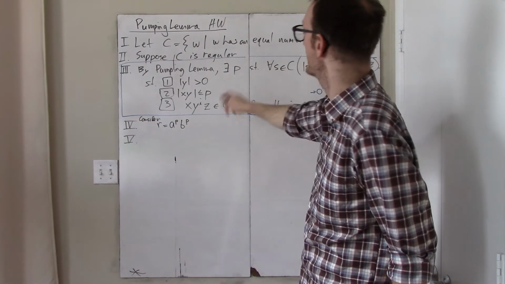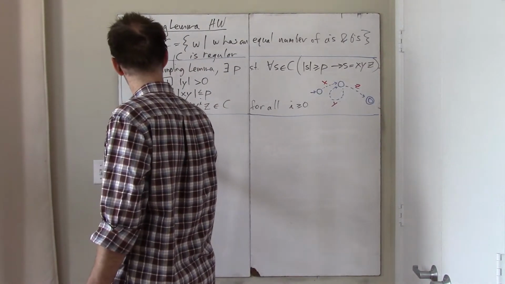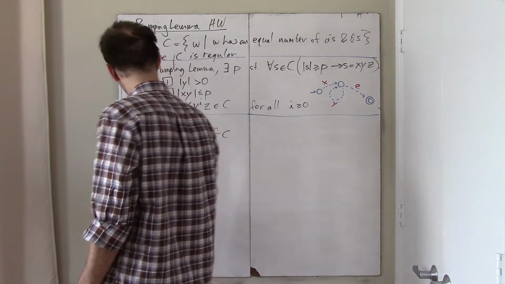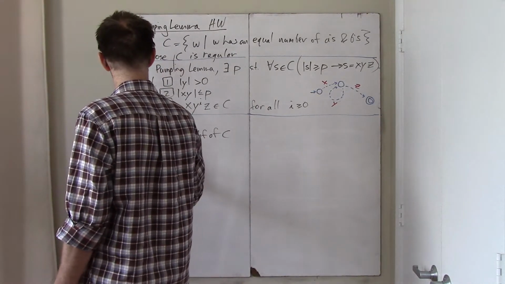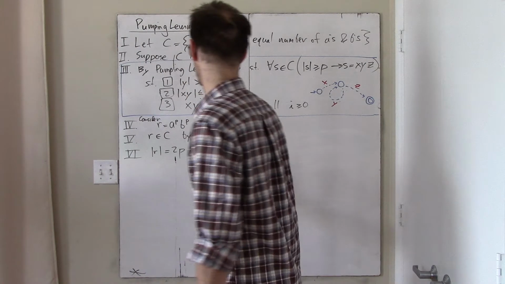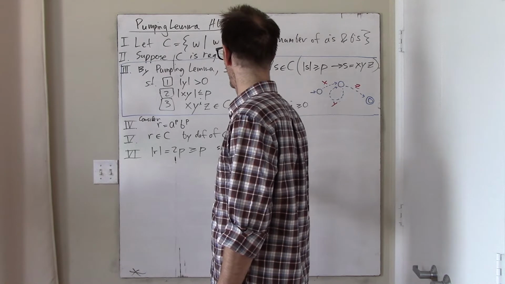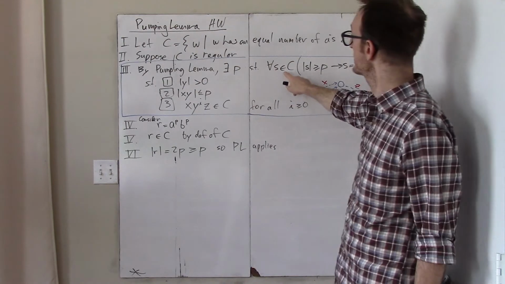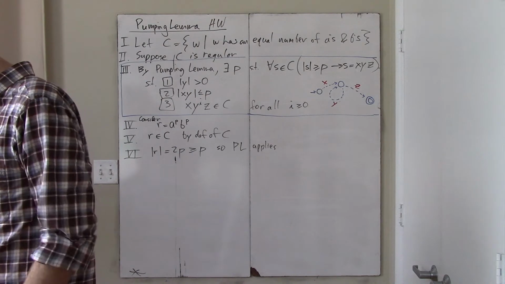And is it in the language? Well, yeah, it just is, right? Because it has the same number of A's and B's. So just note that explicitly: R is in C, by the definition of C. And R is long, which is important. R is a long string. What is the actual length of R? It's 2P, which is certainly greater than or equal to P. So the pumping lemma applies. It applies to all strings of this language which are sufficiently long, and this is one of them. Okay, that was point 6.